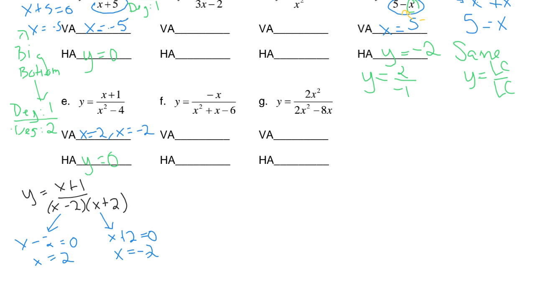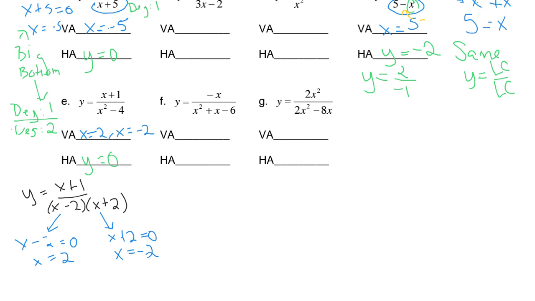So moving along to G, the last one from this section, we are looking at y equals 2x squared over 2x squared minus 8x. This is, in fact, the hardest one because you have some factoring, some canceling, and then you've got to figure out vertical and horizontal asymptotes still.